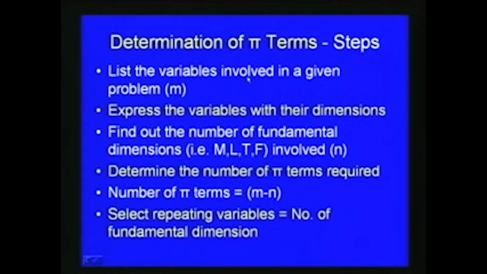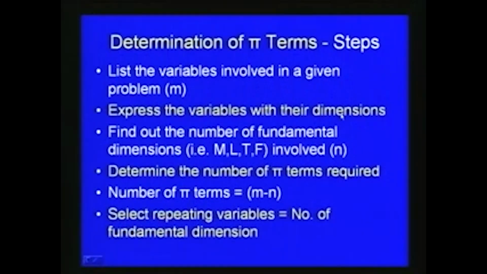Let the number of variables be m. The second step is to express the variables with their dimensions. As we have seen, velocity is L t to the power minus 1, or the unit is meter per second. We have to express each variable with respect to the fundamental dimensions, either in terms of M L T, mass length time, or F L T, force length time. The third step is to find out the number of fundamental dimensions involved.